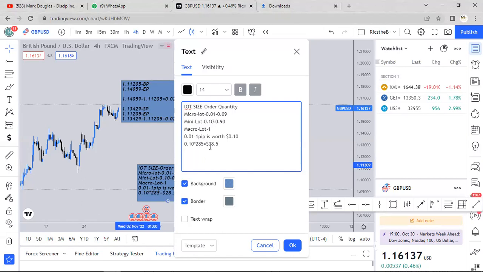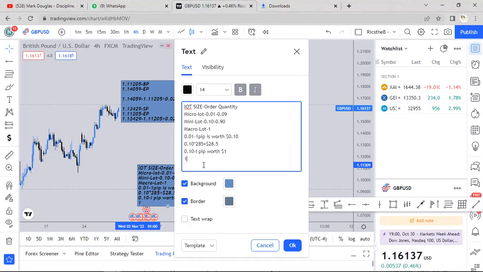Anytime we're speaking about a mini lot, which begins from 0.10, this simply means 1 pip is worth $1. Why? Because again, you're multiplying by 10. So from this same position of 285 pips, if you use the 0.10 lot size, this simply means you'll profit $285 from it, and so on. That's how you do it.